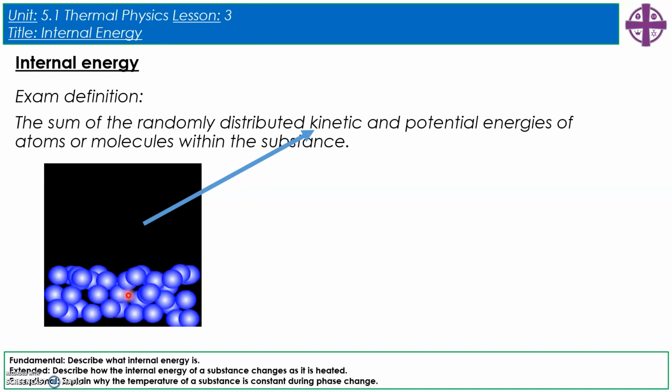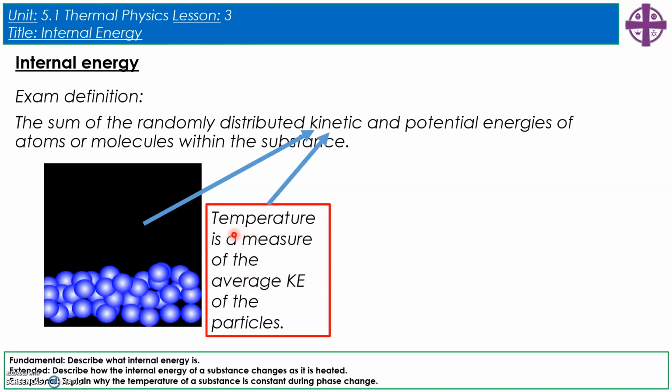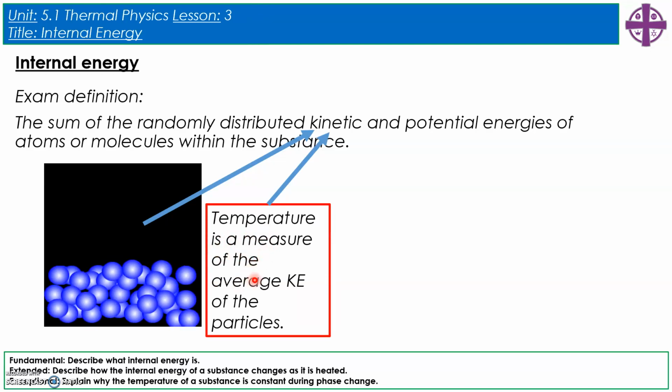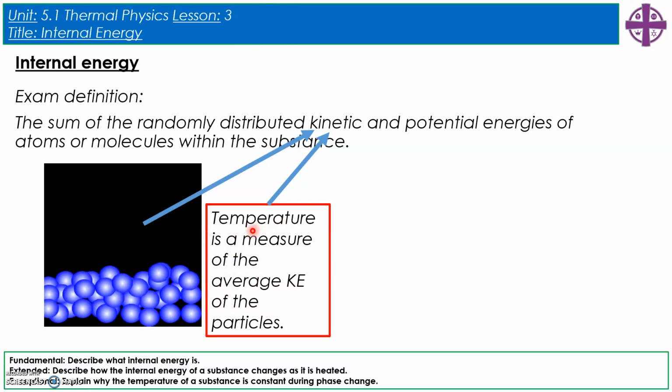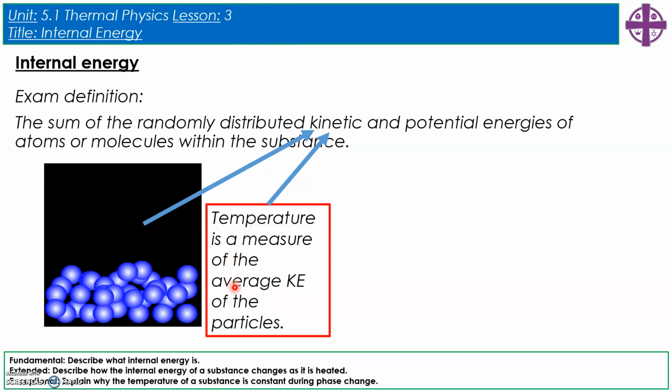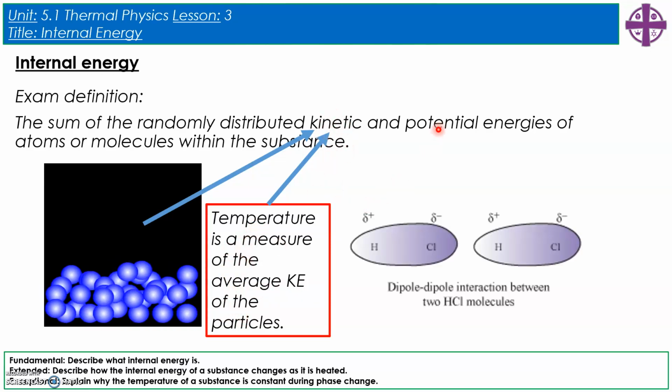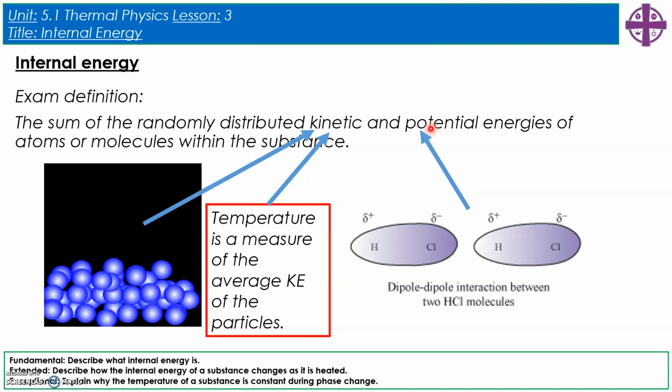That's how much movement energy the particles have got. And temperature is actually a measure of the average kinetic energy of the particles. That's what temperature is. When we say that something has a higher temperature than something else, it means that the average kinetic energy of the particles is higher. So temperature measures the kinetic energy.